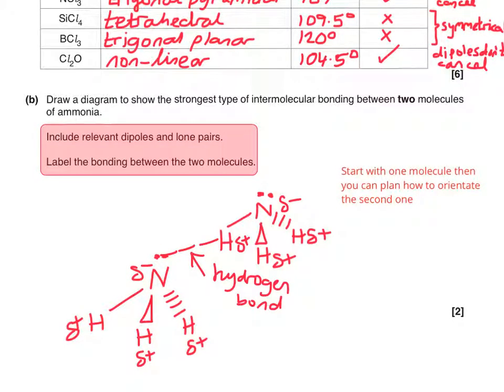So making sure that your hydrogen bond is labelled, you've got all your dipoles in, all your lone pairs, and you've orientated the molecules so you can draw a straight dotted line from the lone pair of 1 nitrogen to the hydrogen on the adjacent ammonia molecule. That should cover you.